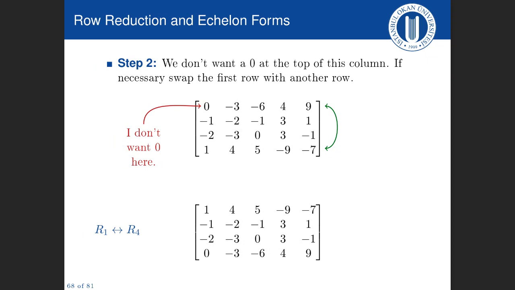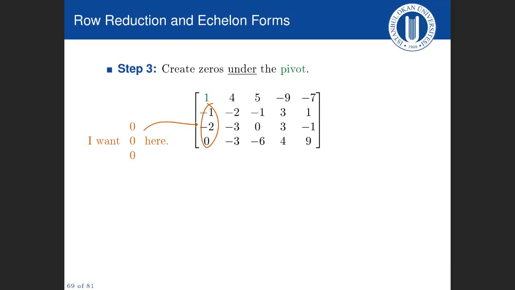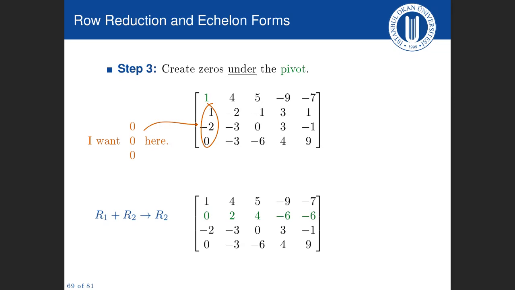Okay, let's move on to step 3. Here's our pivot, this green number 1. Create zeros under the pivot. Underneath the green 1, I want 0, 0, 0. So I need to do 2 row operations, and I'm going to do this in 2 separate steps. First, I'm going to do R1 plus R2 goes to the new row 2. Add row 1 and row 2 together. 1 plus -1 gives 0. 4 plus -2 gives 2. 5 plus -1 gives 4. -9 plus 3 gives -6. -7 plus 1 gives -6. That gives me 1, 0, and then next I want to change this -2 to 0.